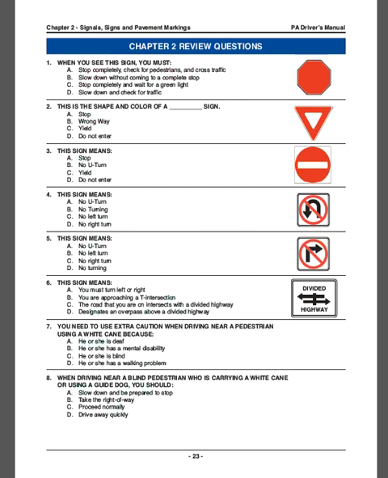8. When driving near a blind pedestrian who is carrying a white cane or using a guide dog, you should A. Slow down and be prepared to stop. B. Take the right of way. C. Proceed normally. D. Drive away quickly. The answer is letter A. You should slow down and be prepared to stop when you are driving near a pedestrian carrying a white cane or using a guide dog.